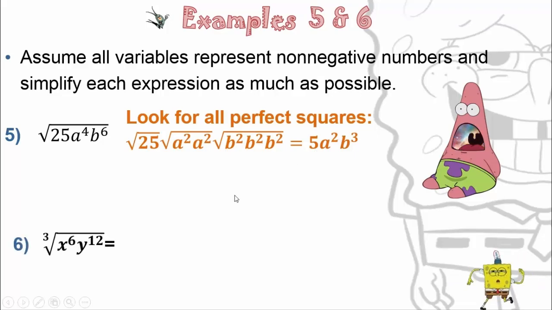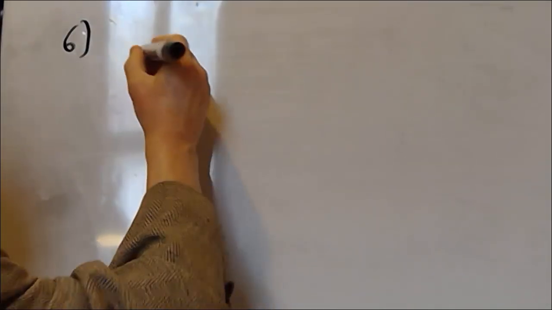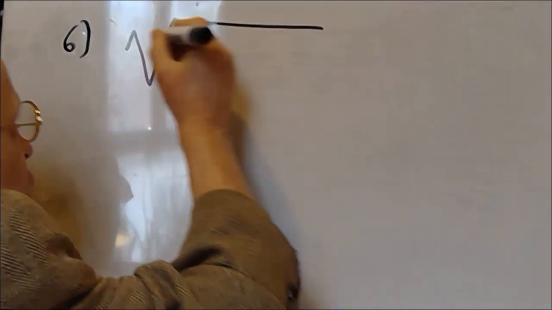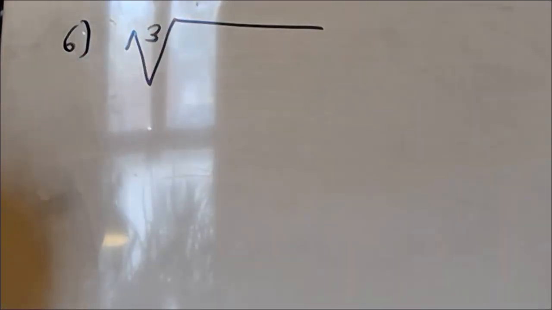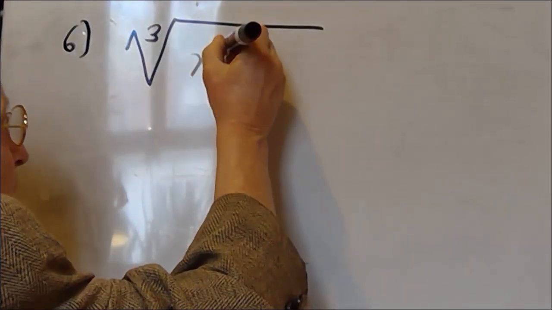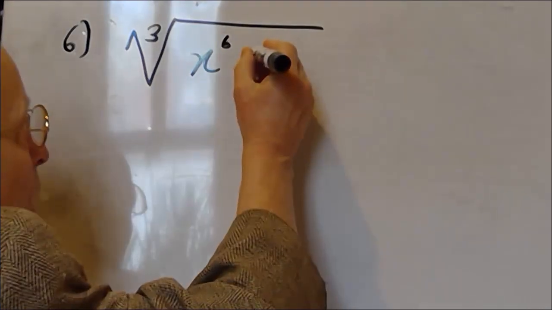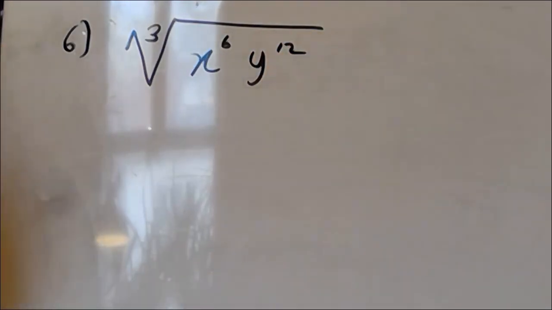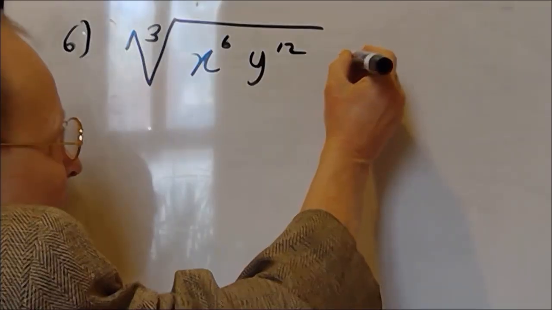Example number 6, we're asked to find the cubed root of x to the 6th, y to the 12th. So let's go over to the whiteboard and work this one out. In number 6, we're going to look at a situation where we have a cubed root because we have a 3 inside the little radical sign here. And we have x to the 6th, y to the 12th. Well, now I'm going to break them down again like I did before.